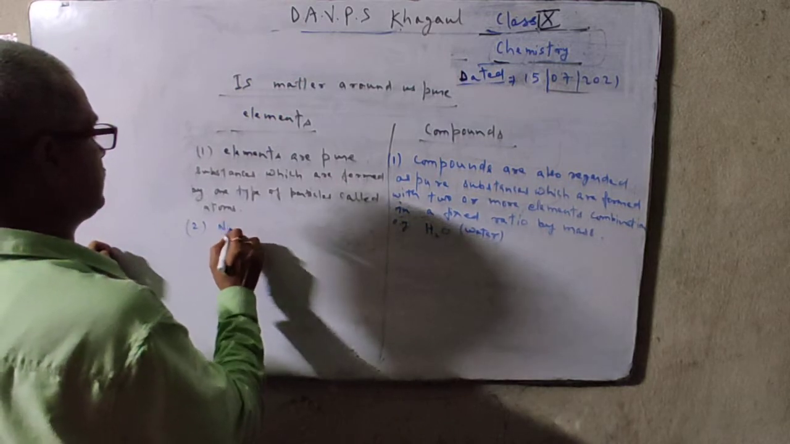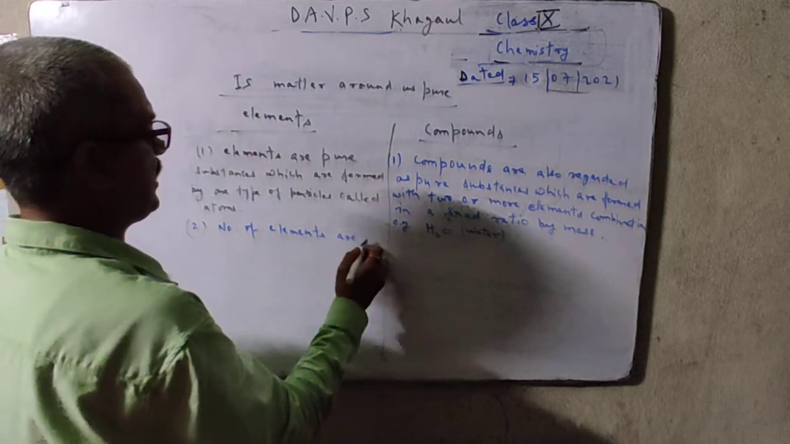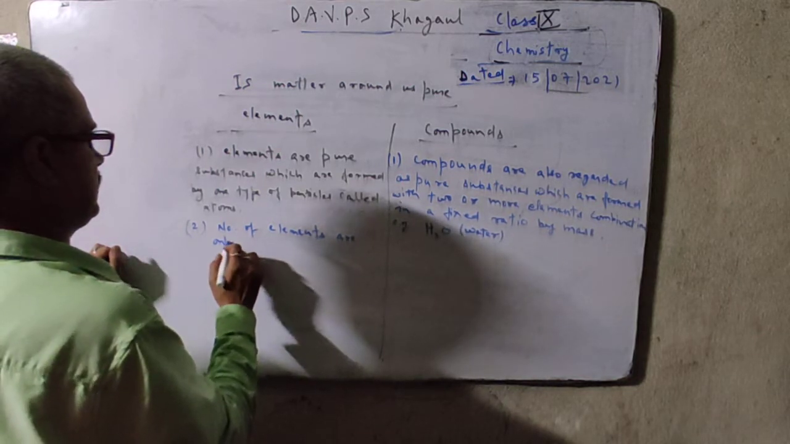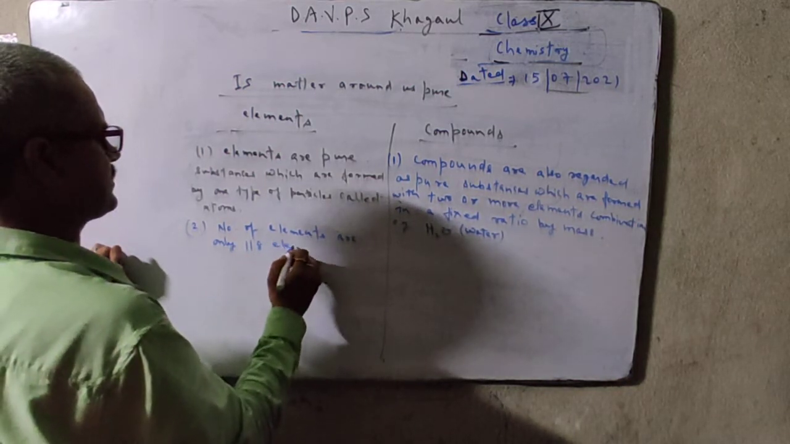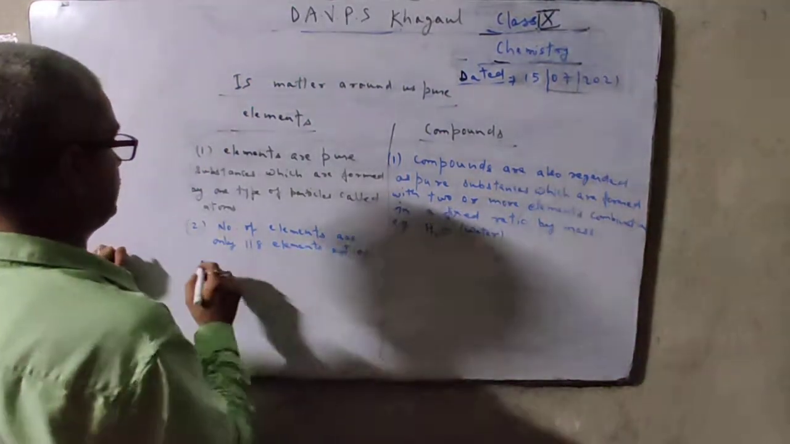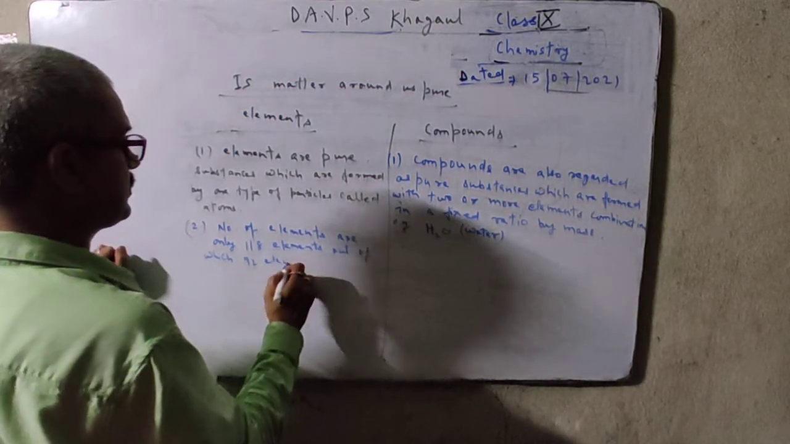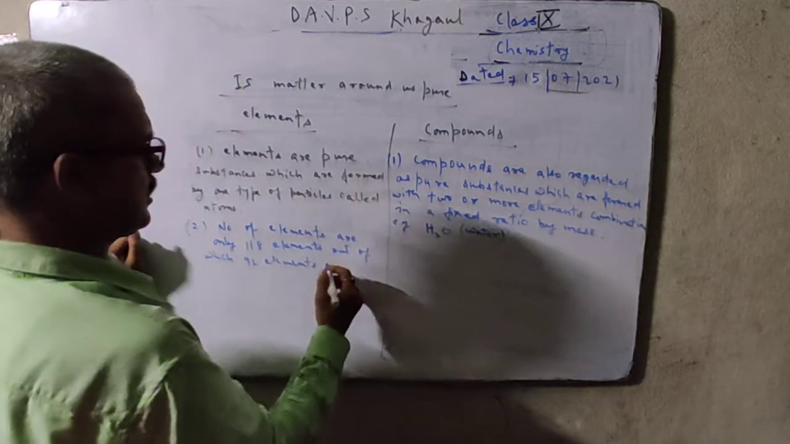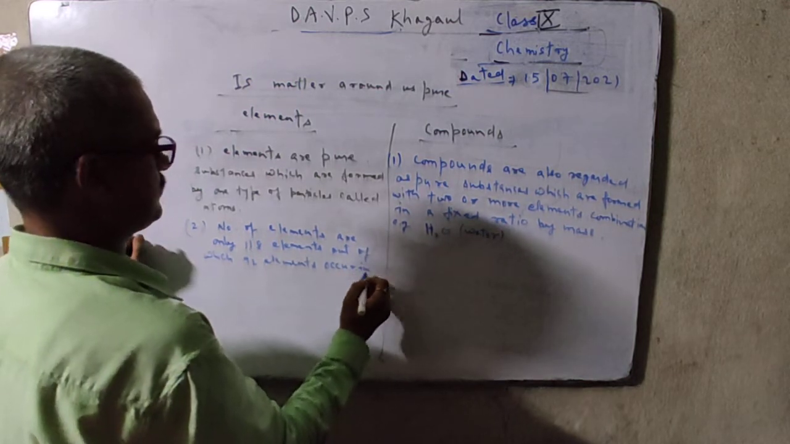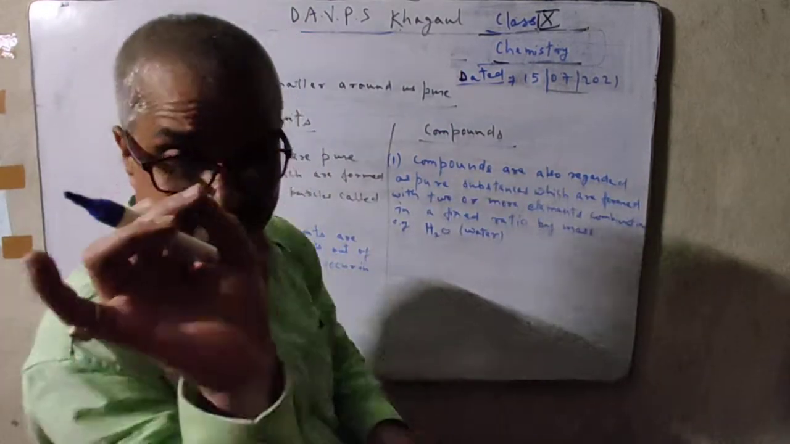The number of elements is fixed, there are only 118 elements, out of which 92 elements occur in nature.